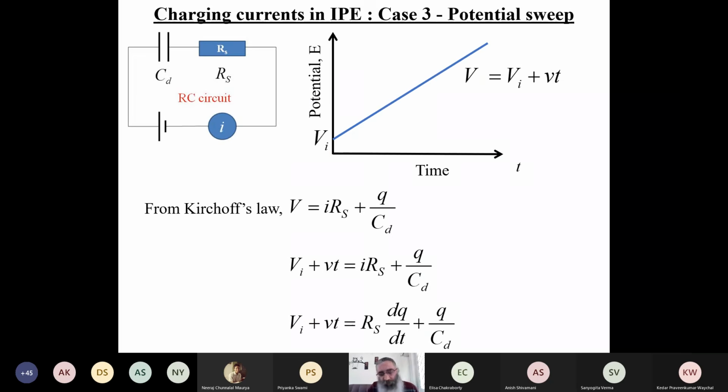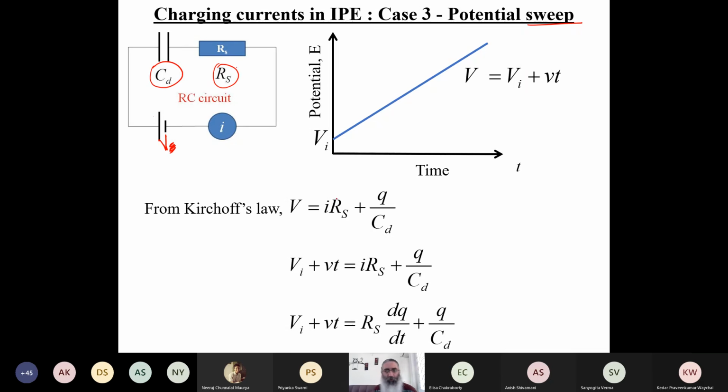Now there is a third interesting case, which, as opposed to the potential step, is a potential sweep. So you are not applying a constant potential. The circuit element is exactly the same: the RS and the CD, the battery VS, which is providing the potential, and the ammeter, which is measuring the current. So the circuit is exactly the same. But here, what we are doing is starting from some initial value of potential, VI. This VI can be 0 or it can be non-zero.